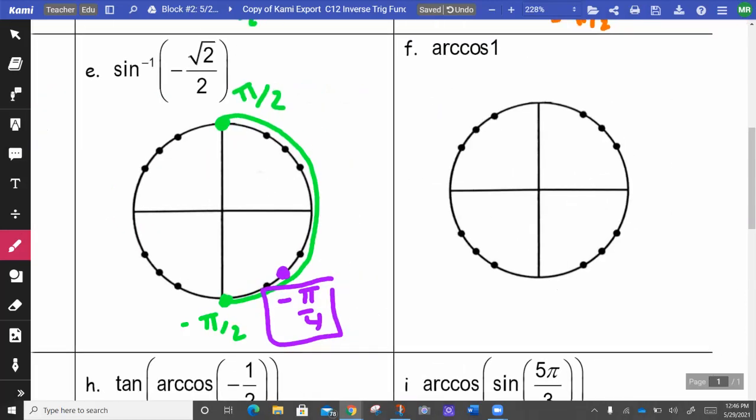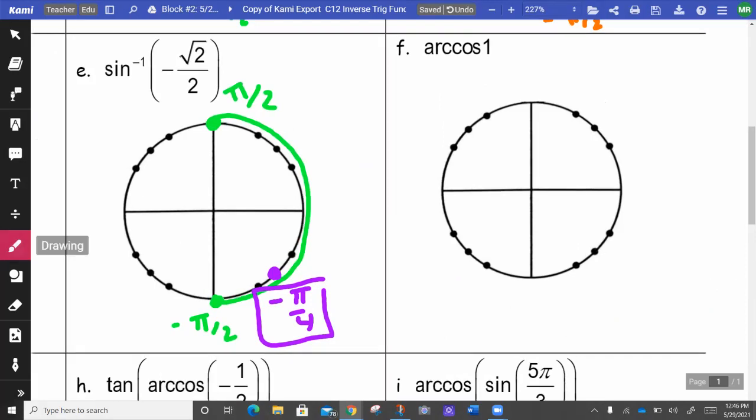On F, arc cosine. So arc cosine again, we're going from 0 to pi. I want where my cosine would have been 1. It's actually going to be at this point because that's 1 comma 0. So my answer is 0 radians, also 0 degrees, but 0 radians.